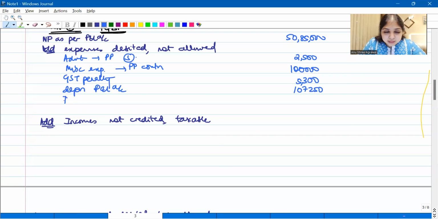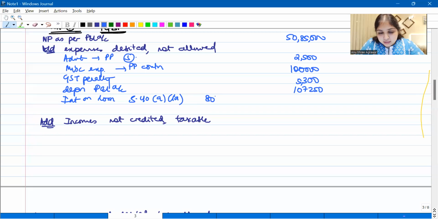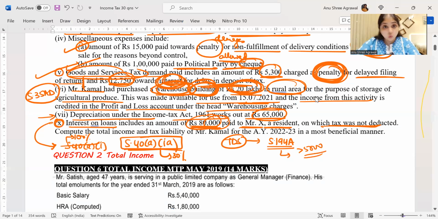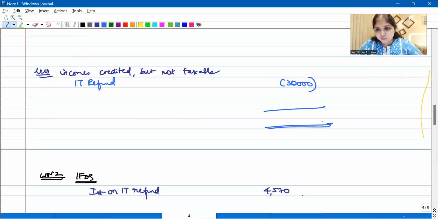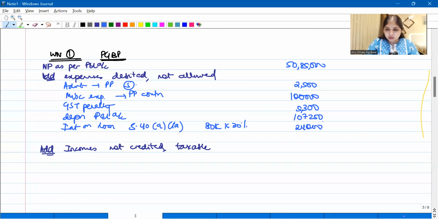Add expenses debited but not allowed. Interest on loan under section 40A1A, I am disallowing. I am disallowing 30%, guys. 80,000 into 30%, that's going to be how much? 24,000 I'm going to disallow. That's it with all my adjustments. Now, can I go ahead and find the net number? What is my total PGBP? What's the total PGBP of the assessee? Come on, go ahead and calculate.